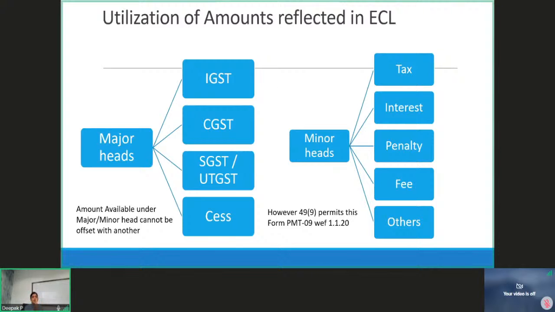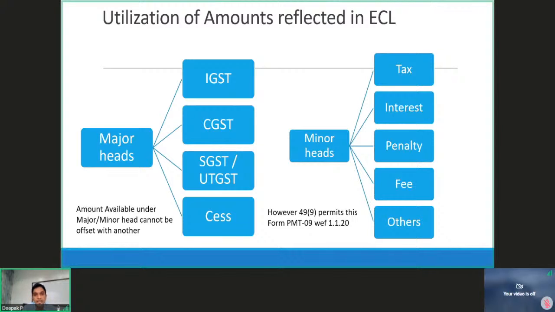If you have any liability towards SGST, that has to go to the state government, so you will have to select SGST properly for that. And if you are making payment for an interstate transaction, you have to select IGST properly. Each of these will have separate minor heads. Now, amounts available under a major head or minor head cannot be offset with another, is the basic law, which says you have to pay taxes under the correct major and minor heads.